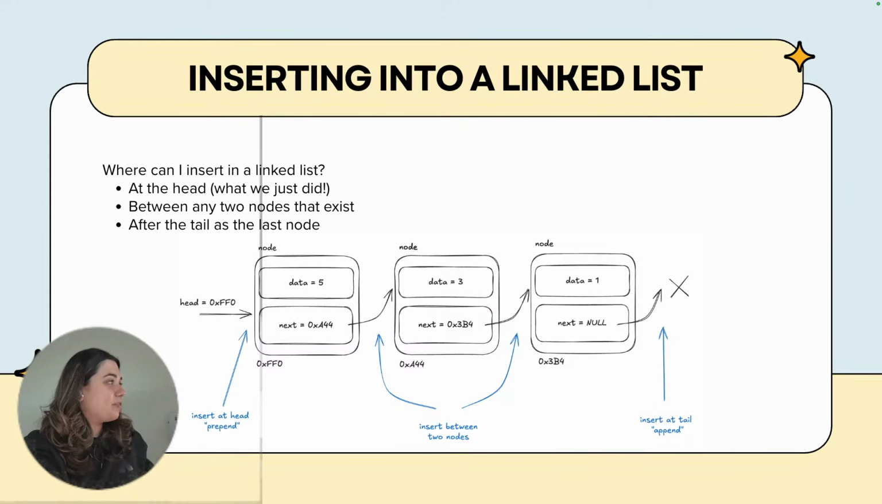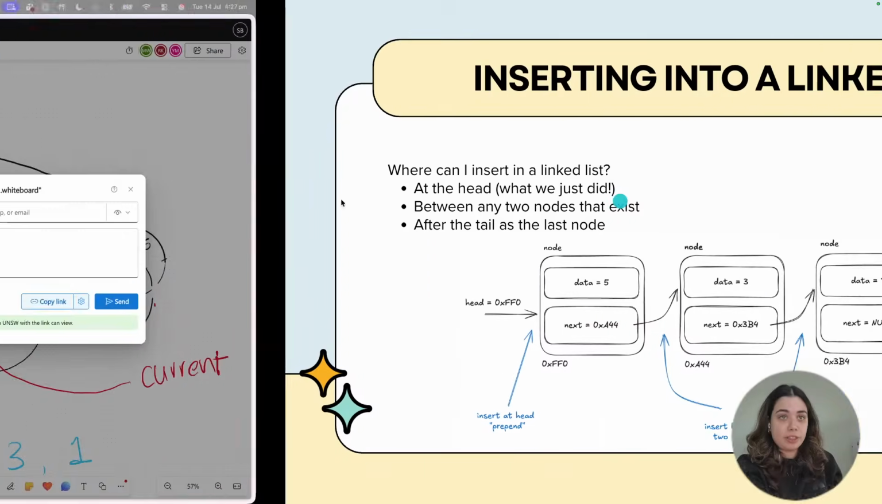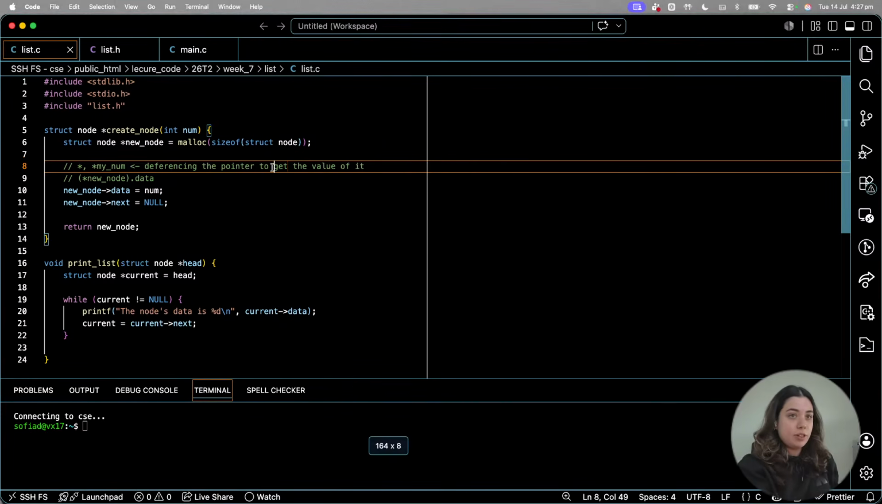We're going to be formalizing all of the ways we can insert into a linked list. So that will mean inserting at the head, which is what we just went through, inserting between any two nodes, and inserting at the tail of the list. So let's formalize insert at the head a little bit more before we move on, and then we will do the other two insertion methods.